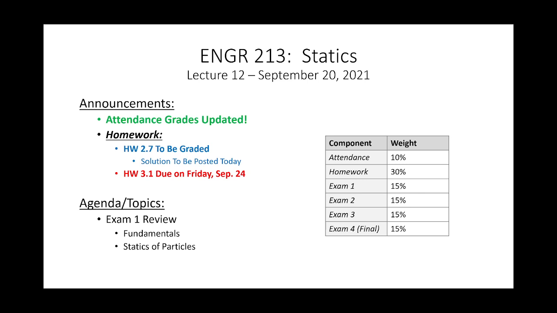I did have a question about that problem, and I'll talk about that here in a bit. But today's goal is to go through the material on the exam. Now, I always want to make sure that everybody is aware of this. This is how I compute the grade in this course. Attendance is worth 10%, homework is worth 30%, and then each of the 4 exams are worth 15% apiece.